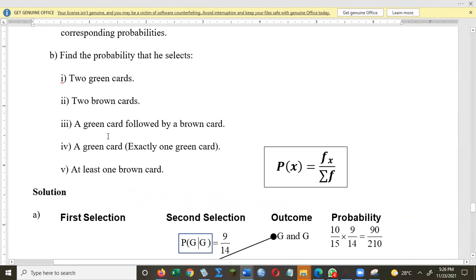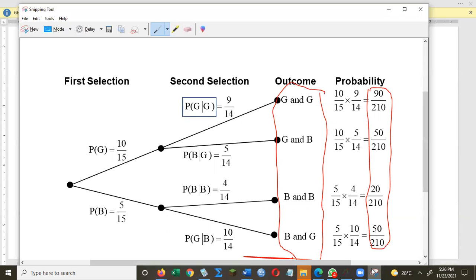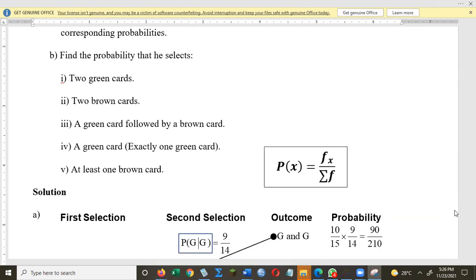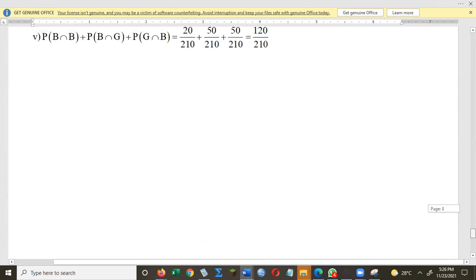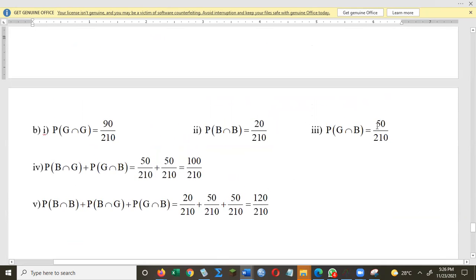A green card followed by a brown card. In other words, a green, then a brown. In other words, a green and a brown. Green, then brown. Green and brown. 50/210. A green followed by a brown. 50/210.